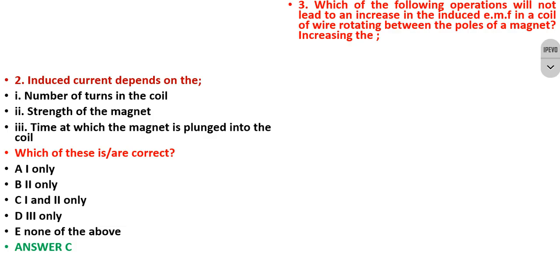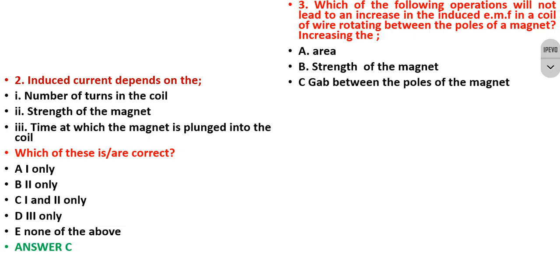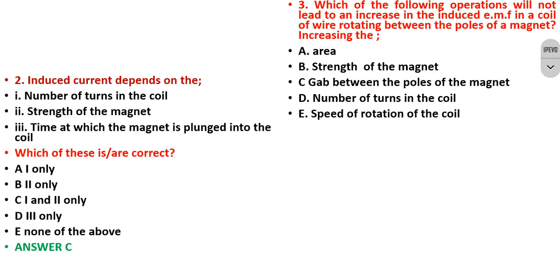This question says, which of the following operations will not lead to an increase in the induced EMF of a coil of wire rotating between the poles of the magnet? Increasing the area, strength of the magnet, gap between the poles of the magnet, number of turns in the coil, the speed of rotation of the coil. Every other quantity here will lead to an increase in EMF except option C. So that's the correct answer, C.